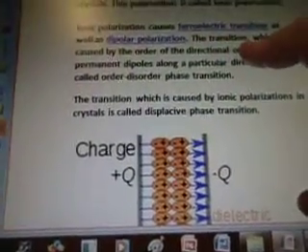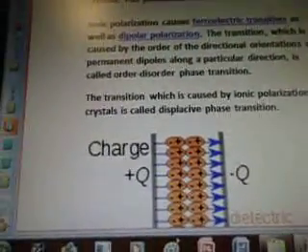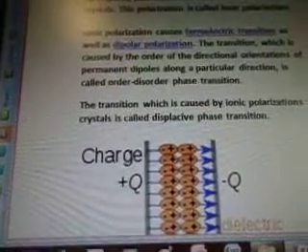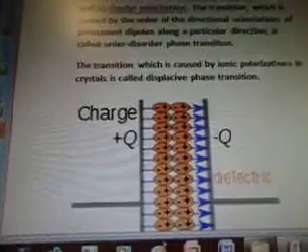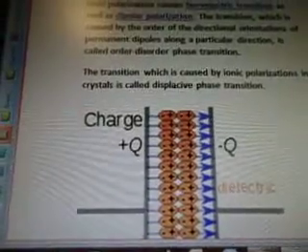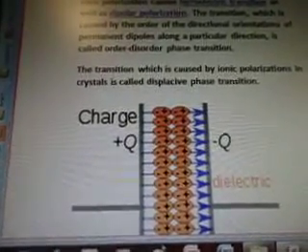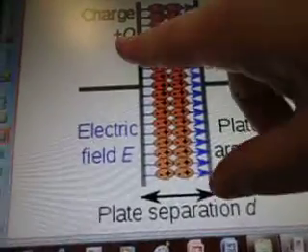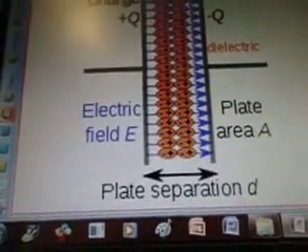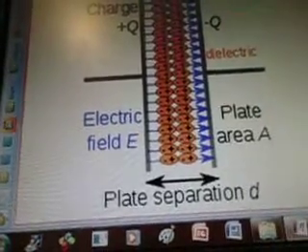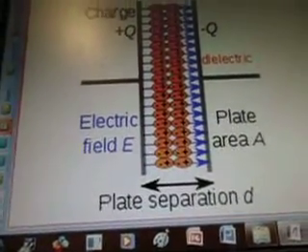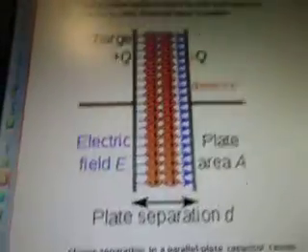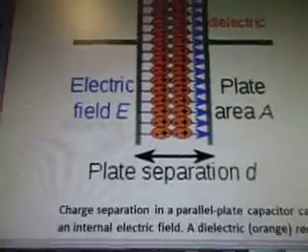So this is the transition, which is caused by the order of the directional orientations of permanent dipoles along a particular direction. It's called order-disorder phase transition. The transition, which is caused by ionic polarizations in crystals, is called displacive phase transition. So you have your charge of plus Q minus Q. So what do I think of? And E, QE, 6EQUJ5. That's the alien radio signal. So right away, this comes to mind here, right? So Q minus Q plus, there's your dielectric.